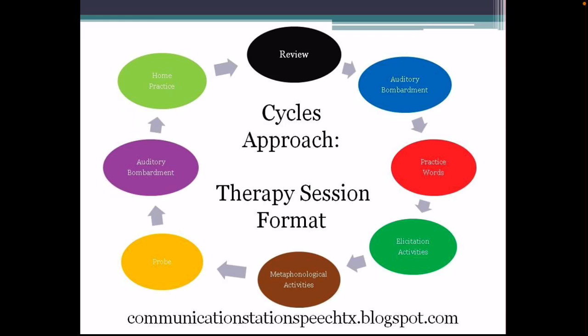Here's an image of a type of the cycles approach. You go from reviewing whatever patterns ought to be targeted. Start at the top there with review. Auditory bombardment, so you would bombard them with the relevant sound. Then you go on to practice words, activities that elicit those words, metaphonological activities such as rhymes, like I illustrated before. And you would probe to find more things to target, more auditory bombardment, and then home practice, like I have mentioned a few times, and then back to the review.